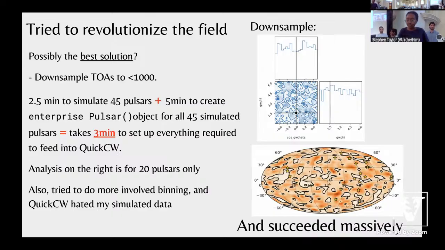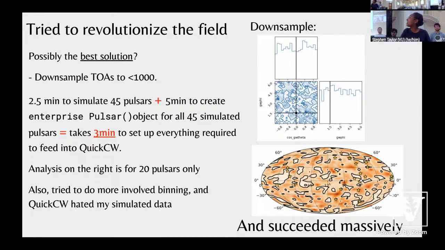Right. So, why did I do all of this? I think I kind of lost the motivation for why I started this fixation in the first place, but it was all because if you want to use QuickCW, you need to create an enterprise Pulsar object. And the only examples I've seen start with par and tim files or some version of the real data format, and then you can create the Pulsar object. But with my downsampling, you no longer have to sit for 2.5 hours. It'll be 3 minutes. So I think that is success on my part.